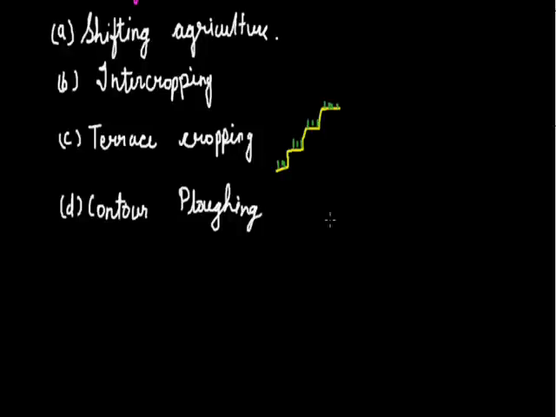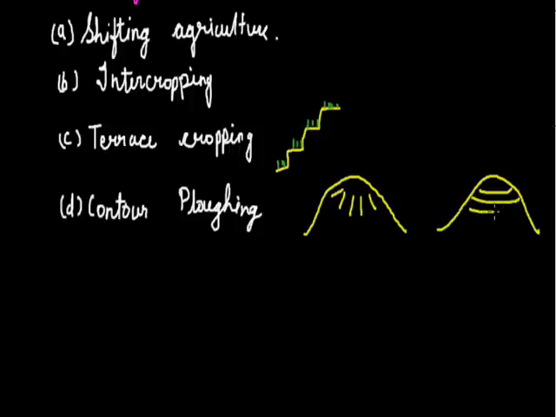Contour plowing is plowing along the contours of the hill. This again can be shown with a diagram. Instead of plowing this way against the slope, we should plow the land like this, so that it is easier to firstly plow the land and then hold the crop, and it will also facilitate irrigation.